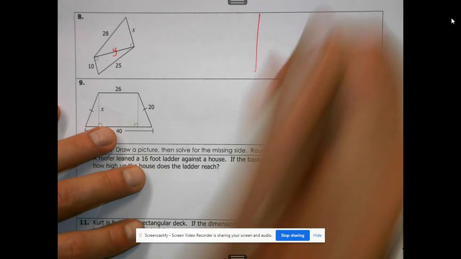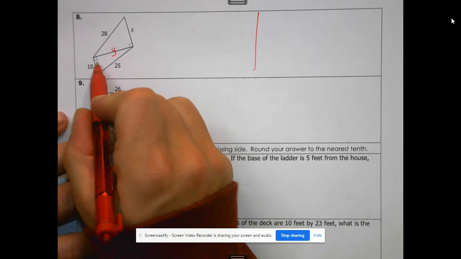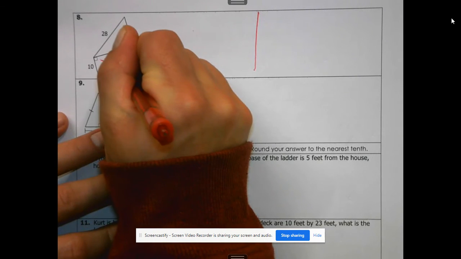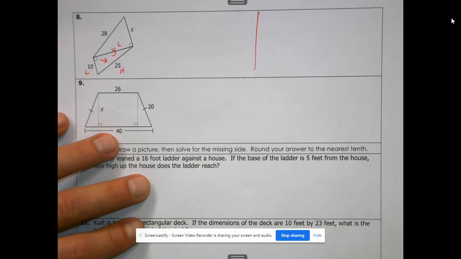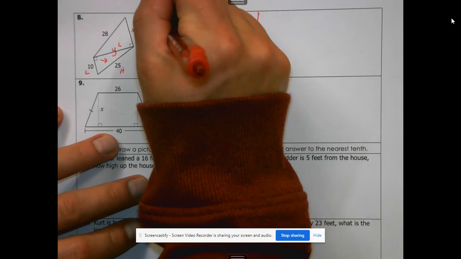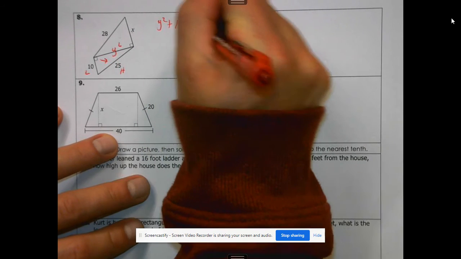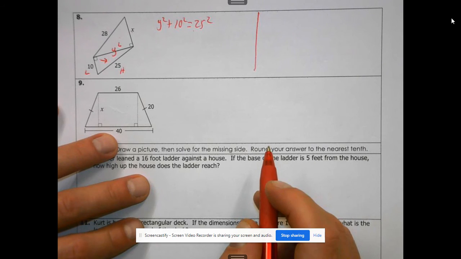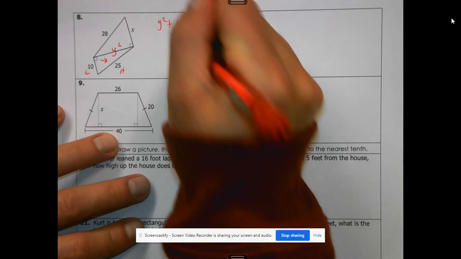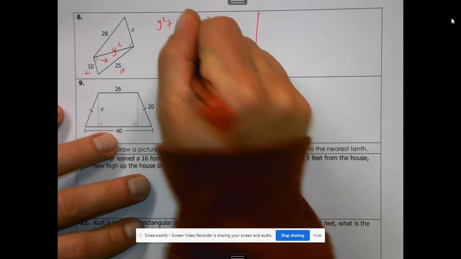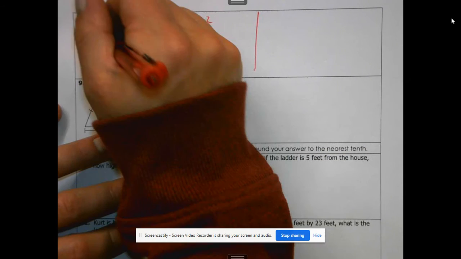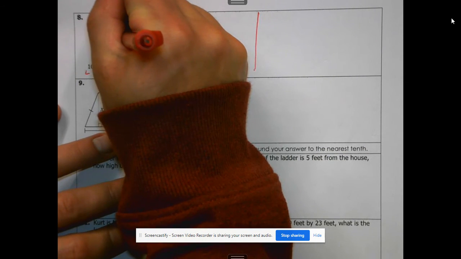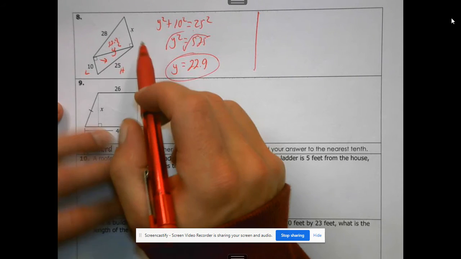So once again, kind of two problems here. So working down here, piece across the 90 is the hypotenuse, 10 is a leg, y is a leg. So you're missing a leg this time. So equation, y squared plus 10 squared is 25 squared. Subtract the 10 squared over. That gives me 525. Square root 525 comes out to be 22.9. So this piece right here is 22.9.